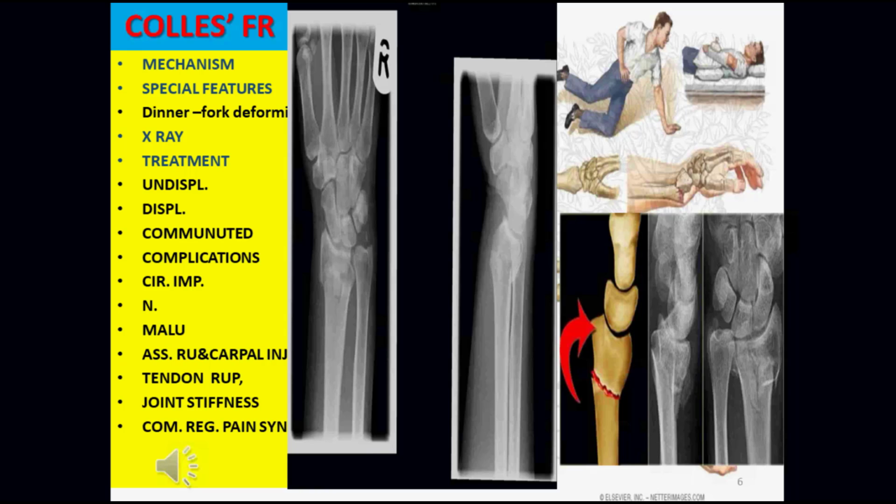The position is checked by the X-ray. If it is satisfactory, we put a slab posteriorly and we keep the wrist in flexion, ulnar deviation 20 degrees for each direction. The arm is elevated for 1 to 2 days so that the edema will subside, and we recheck the patient after 10 days, and usually after 2 weeks we can do manipulation if there is a satisfactory reduction.